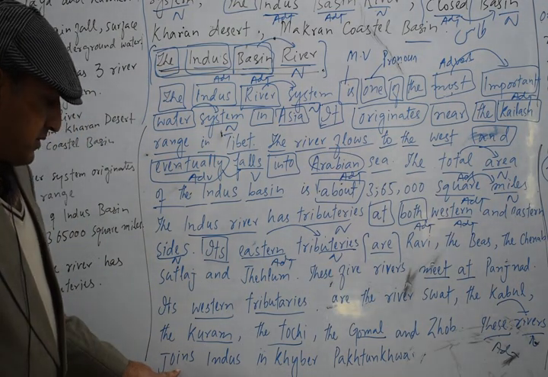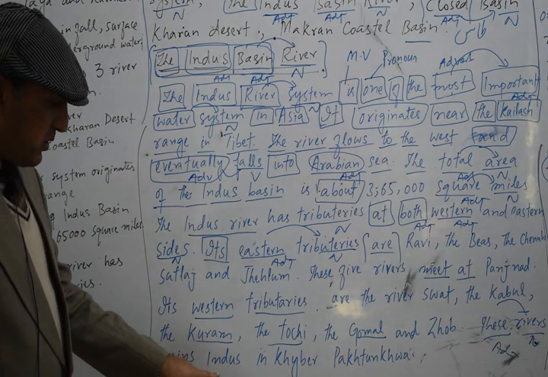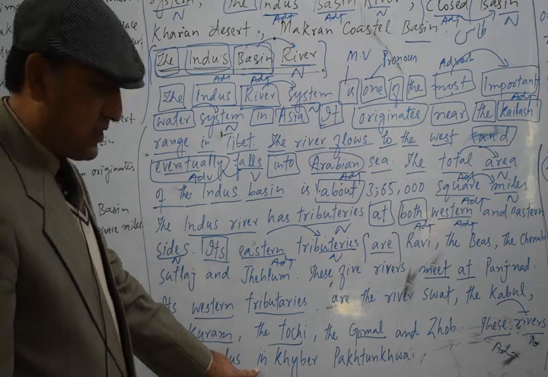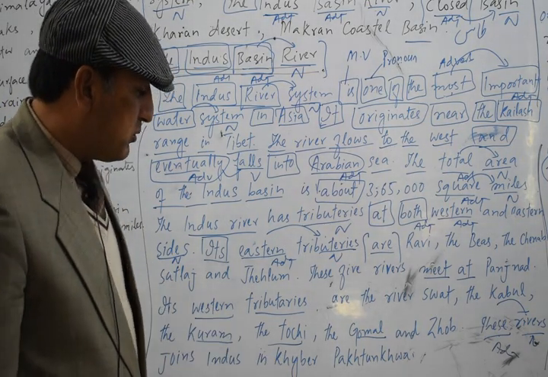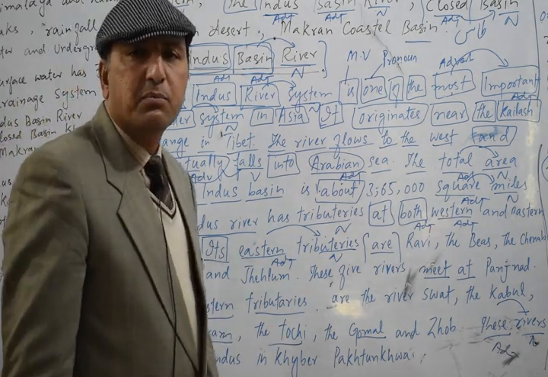Joins is a verb. Indus is a proper noun. In, once again, is a preposition. Khyber Pakhtunkhwa is a proper noun.